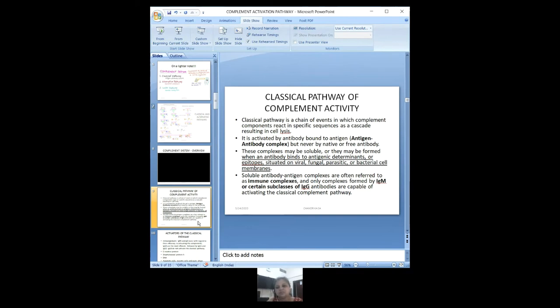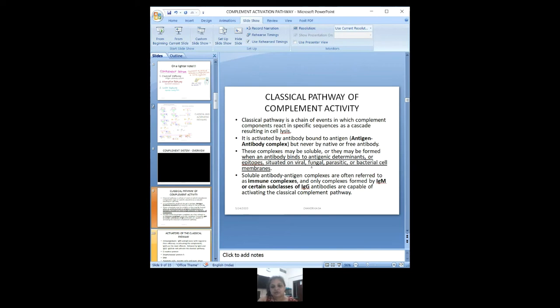Now these complexes may be soluble or they may be formed when the antibody binds to antigenic determinants. Where are these antigenic determinants present? They are present on the cell wall of the parasite or the bacteria or the fungi, whichever is the pathogen, the disease causing organism. So basically they may be called epitopes.